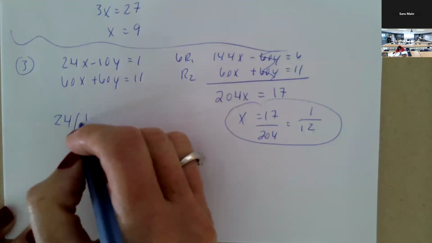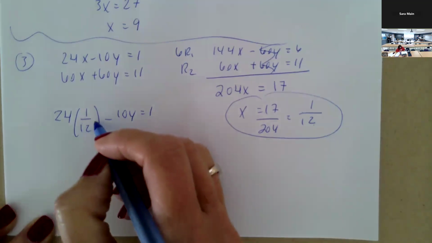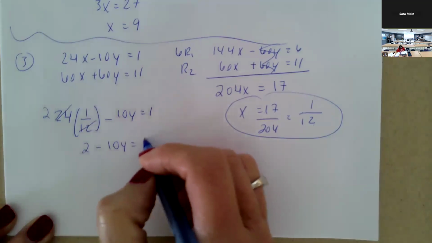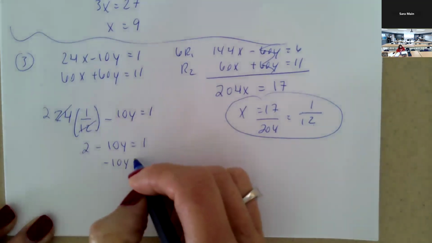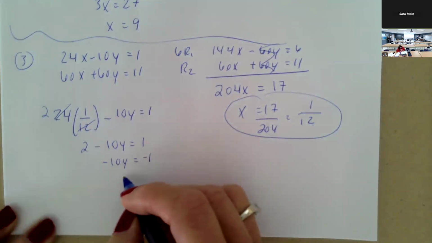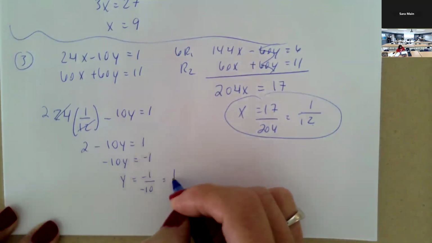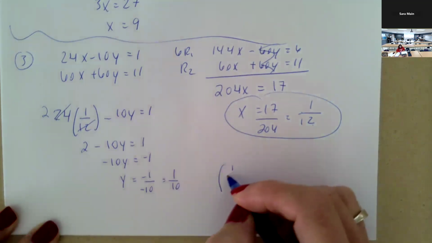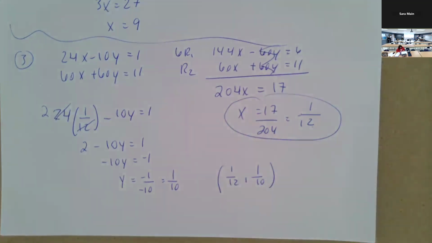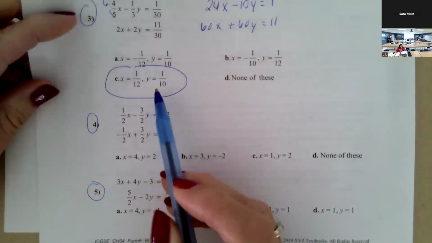So if that's the case, then 1 over 12 minus 10y equals 1. 12 goes into 24 2 times, so we have 2 minus 10y equals 1. Subtracting 2 is a negative 1. Dividing by negative 10, y equals a positive 1/10. So 1/12 and 1/10, and that is letter C.